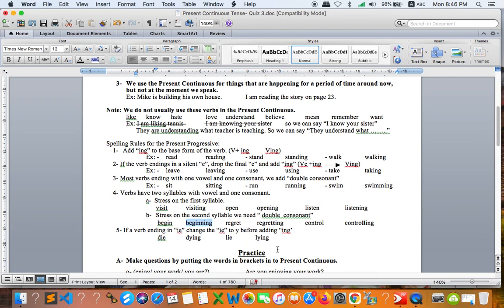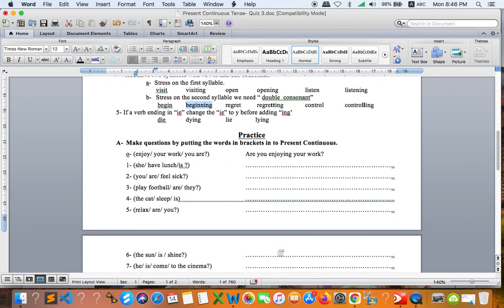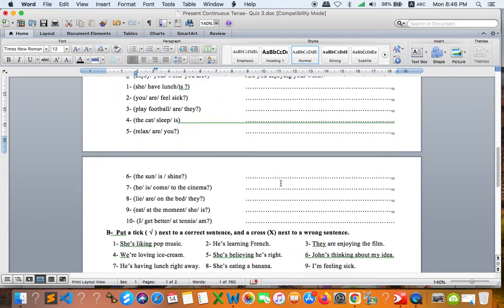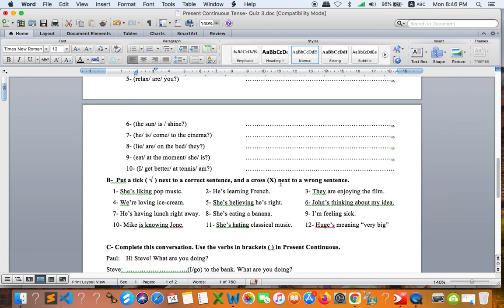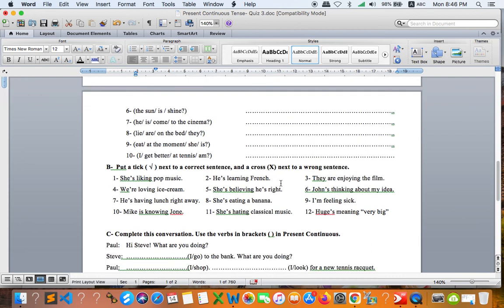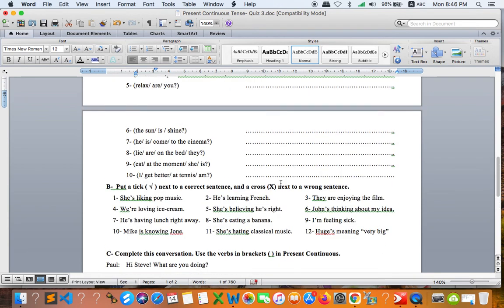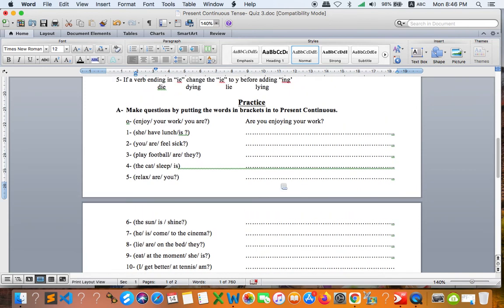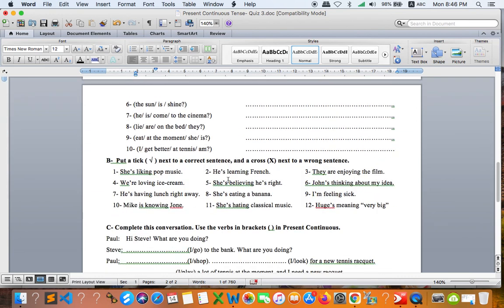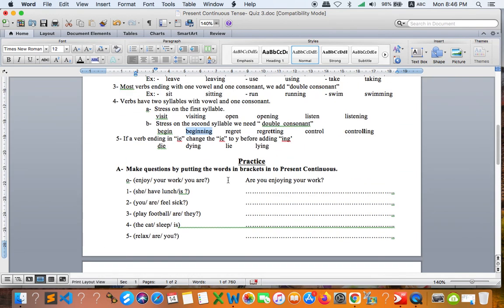So below are your practices, so you can just spend your time doing this exercise. Okay, and I will correct the answers later. I will give you the answers for this one, but I want you to try first. Try first, do all of this, and I will check later. I will also give you the answers for these exercises.